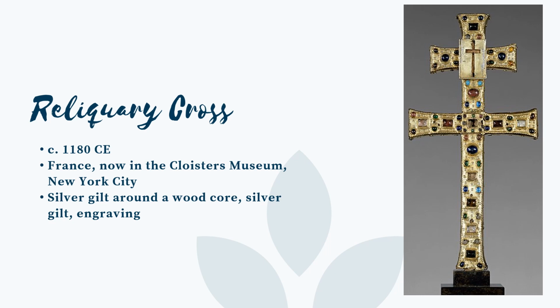The reliquary cross from the Cloisters Museum is a great example of how reliquaries could be used to represent what was held inside. The piece dates from the late 12th century and was made in France. It is composed of silver gilt around a wooden core and has a variety of decorations: engravings representing what was held within, inscriptions, and glass that was colored to represent precious gemstones.